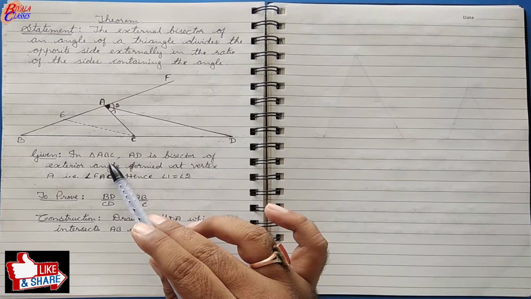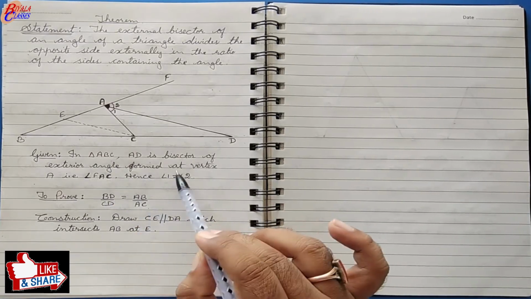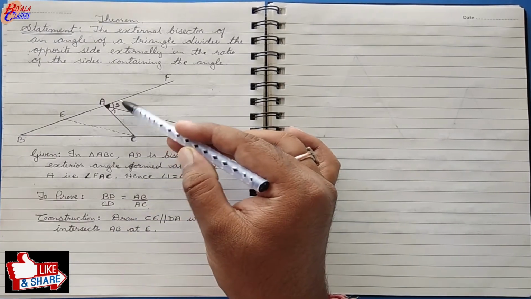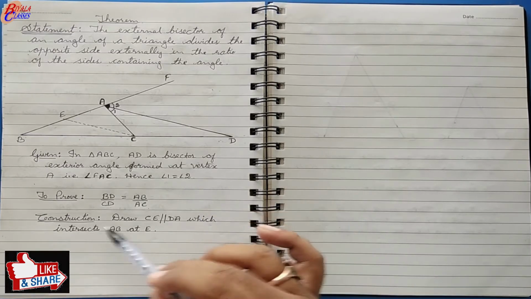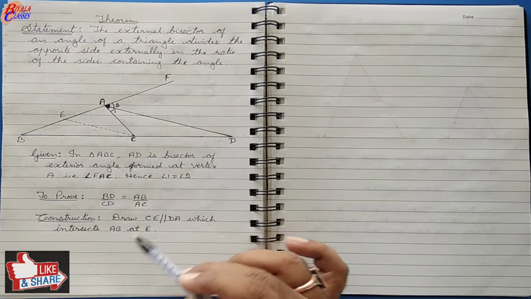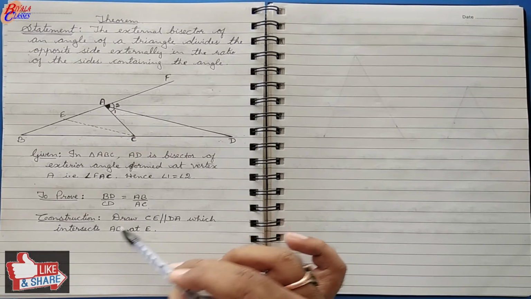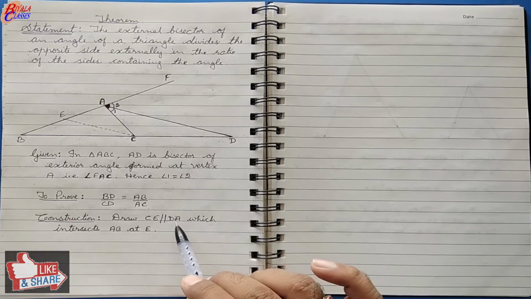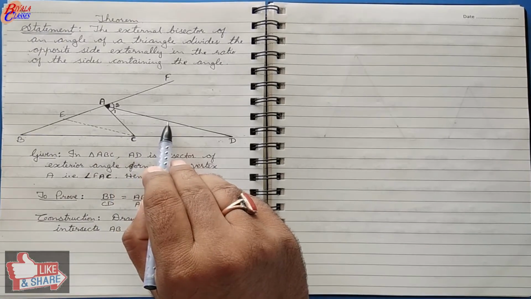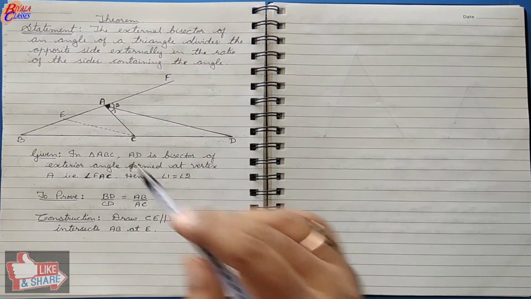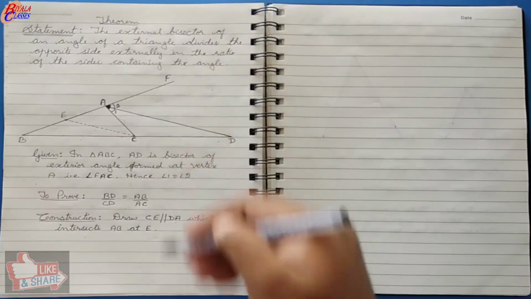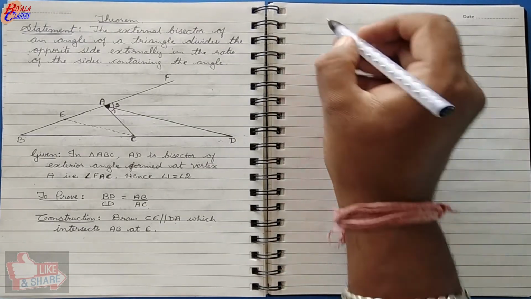Given: in triangle ABC, AD is the bisector of the exterior angle formed at vertex A, that is angle FAC. Hence these two angles, 1 and 2, are equal to each other. To prove: BD upon CD is equal to AB upon AC. In order to prove this, there is a construction. Draw CE parallel to DA, which intersects AB at E. Now let us move towards the proof.